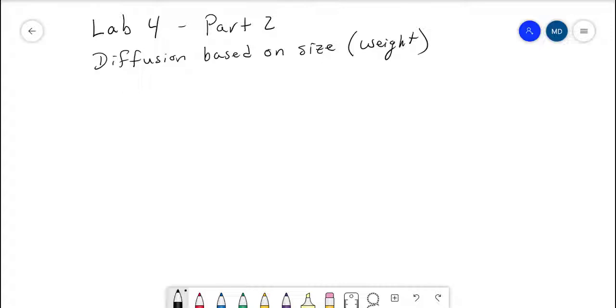If you look at page 1 of your lab handout, in the middle of the page, you'll see that there's a number 1 where it says calculate the molecular weight of the following substances. These are the 3 substances that we will be looking at in this experiment in order to try to determine how fast they diffuse based on their weight. So first step, let's calculate the molecular weight of potassium permanganate.